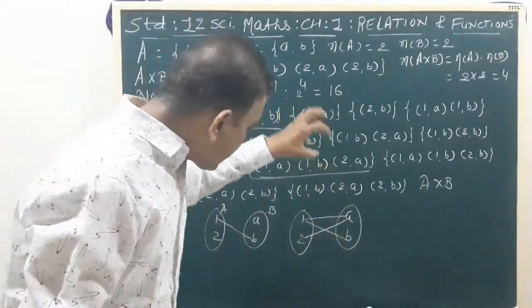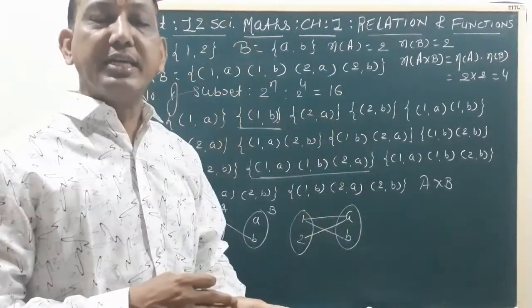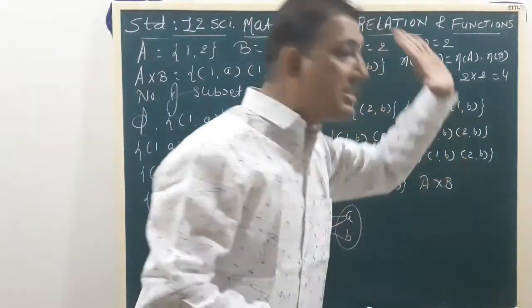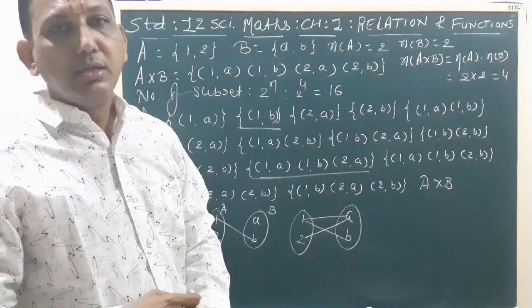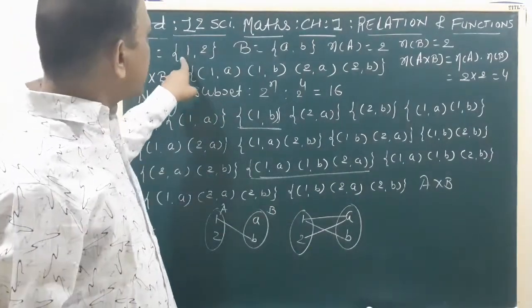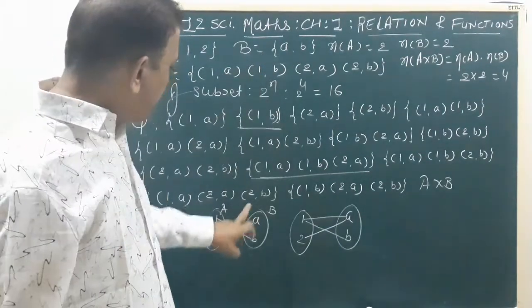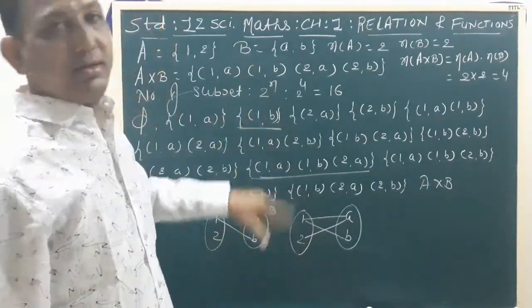This is the symbol of relation. Here, the Venn diagram. So total 16 relations are possible. Here the concept is A is not a null set, B is not a null set. Remember this here. So here we find the relation.